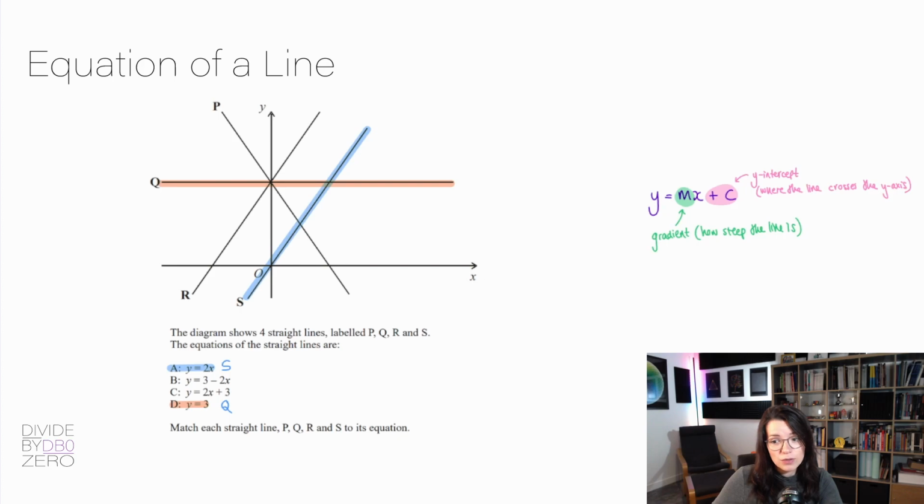Then there's 2 left. One has a positive gradient and one has a negative gradient. So that corresponds with one going up the page and one going down the page. So if we start with the positive gradient one, y equals 2x plus 3, that must be R. And then the negative gradient one, y equals 3 minus 2x, that must be P.